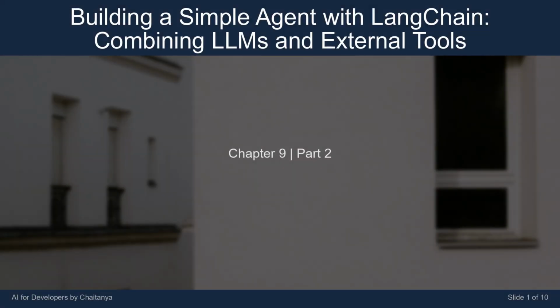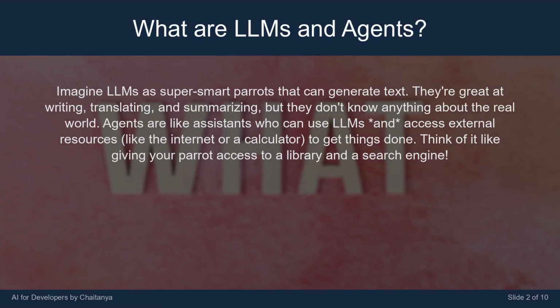I'm Chaitanya. Today's lesson is titled Building a Simple Agent with LangChain, combining LLMs and external tools. Imagine LLMs as super smart parrots that can generate text. They're great at writing, translating, and summarizing, but they don't know anything about the real world. Agents are like assistants who can use LLMs and access external resources, like the internet or a calculator, to get things done. Think of it like giving your parrot access to a library and a search engine.